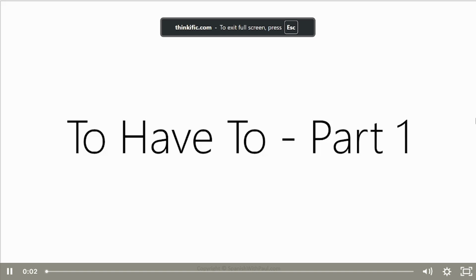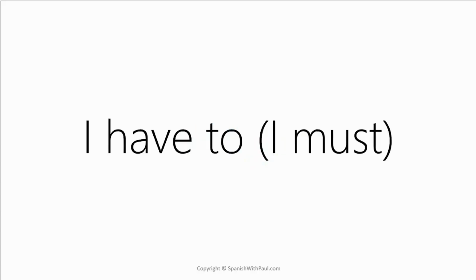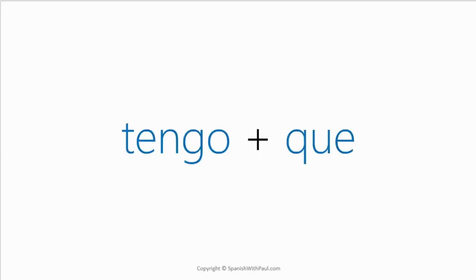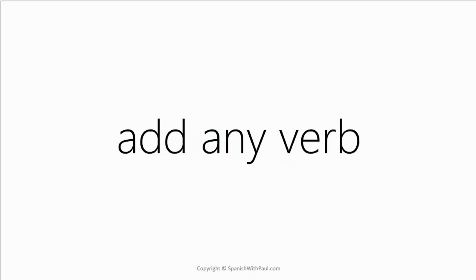Have to, part 1. As we know, I have in Spanish is tengo. And we can use this to extend into I have to or I must. To do this, we take tengo and we simply add on que. So the phrase becomes tengo que. Now, the really nice thing about this is that we can add on practically any verb to this and create a lot of different sentences.